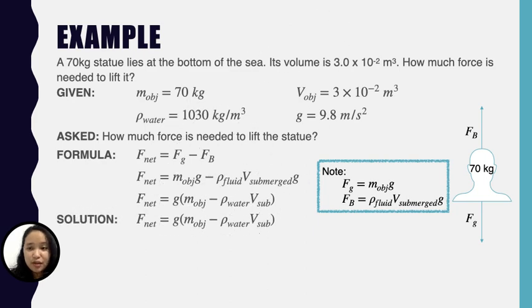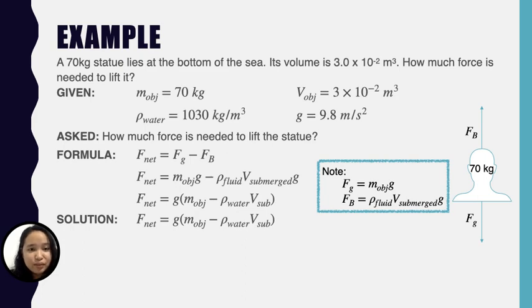Okay, next, since we found the formula, we are going to substitute it. We are going to solve the problem. So now our formula is F net equals G times mass of the object minus density of water times volume submerged. Now, why water here?